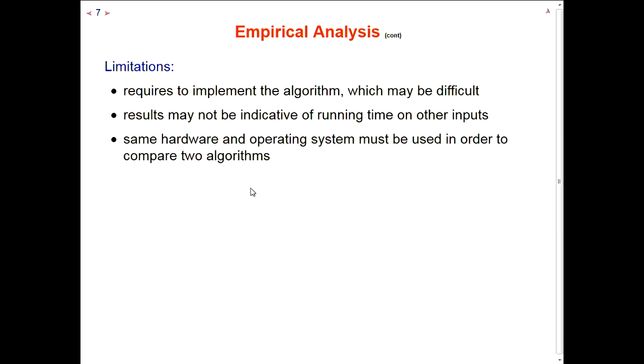The other problem is the results may not be indicative of running time on other inputs. Maybe you were really lucky with the 3 inputs that you chose, that it was very fast, but on average, or in the worst case, it will be much slower. And the other limitation is that you have to use the same hardware and the same operating system, and probably also the same programmer who knows a few programming tricks, if you want to compare 2 algorithms with each other.